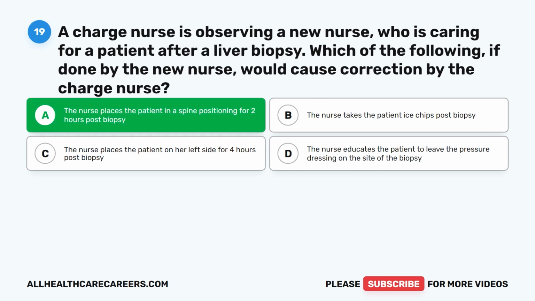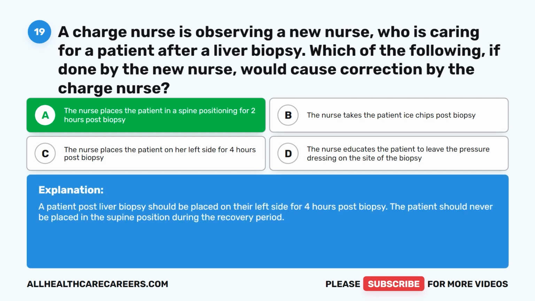The correct answer is A. The nurse places the patient in a supine positioning for 2 hours post-biopsy. A patient post-liver biopsy should be placed on their left side for 4 hours post-biopsy. The patient should never be placed in the supine position during the recovery period.